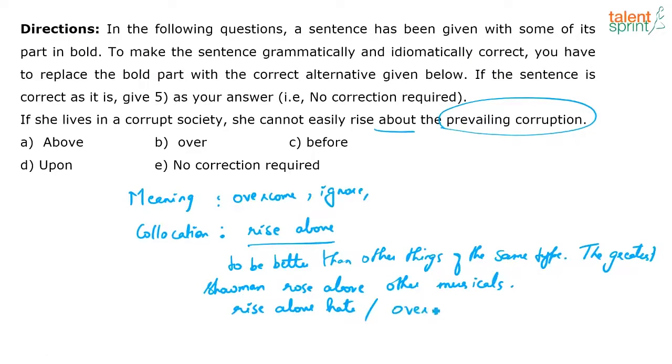That's the meaning here, right? So not "rise over," not "rise before," not "rise upon." Indians should rise above illiteracy. It's understood. So I don't need that "from" preposition there. To rise above the problem. Yes. To rise above the problem. To overcome the problem. Right? To ignore the problem.